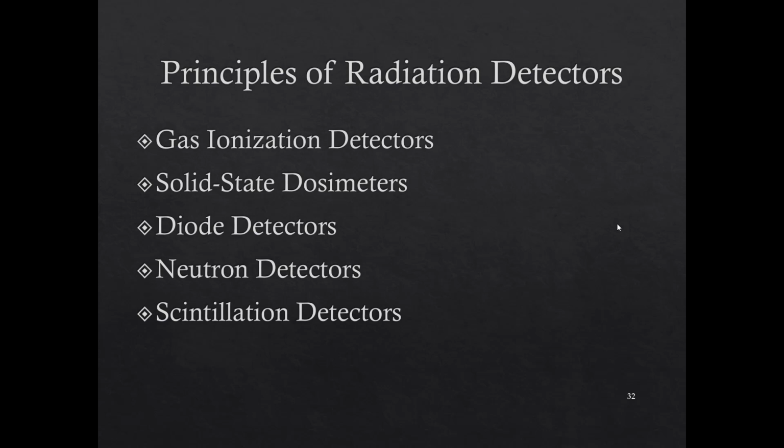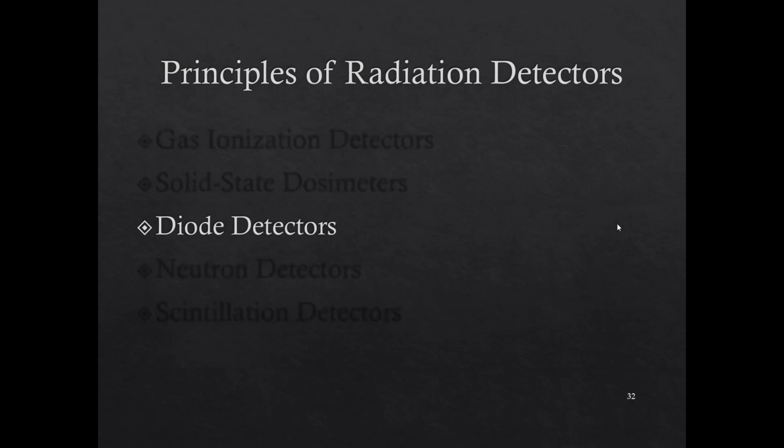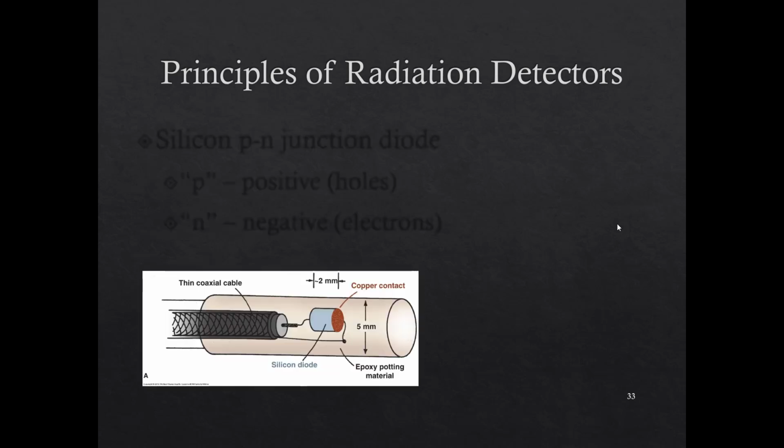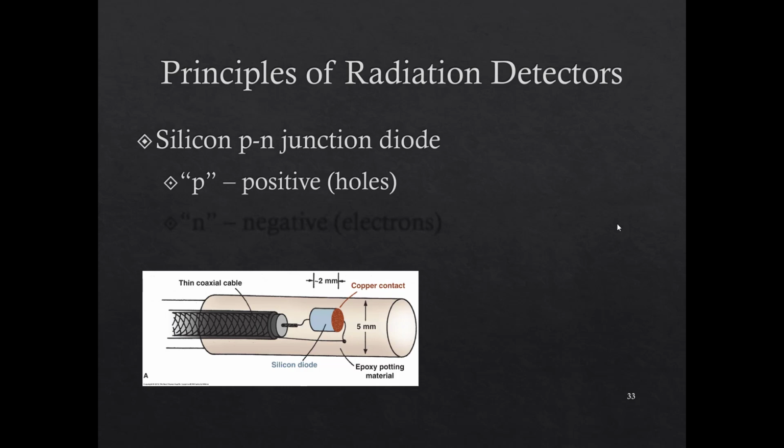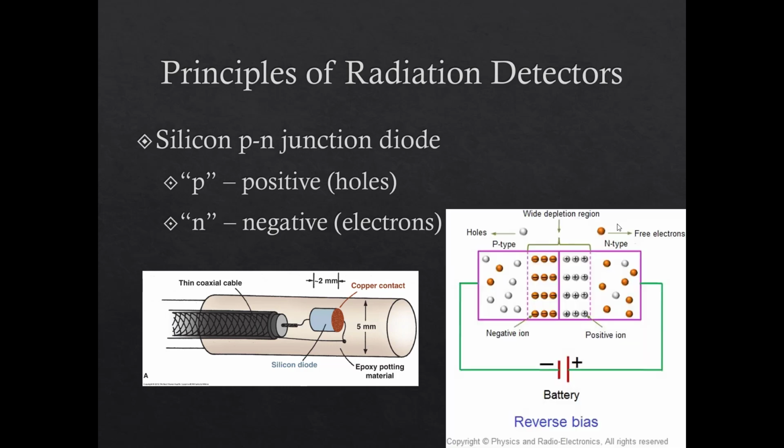Now that we've discussed gas ionization detectors and solid state dosimeters, we can move on to diode detectors. The diode detectors that we see in our department are going to be silicon PN junction type diodes, where the P just means positive and N is negative. The P being positive represents the electron holes. The N is going to be the electrons. This is a schematic of a PN junction diode where you have a depletion region.